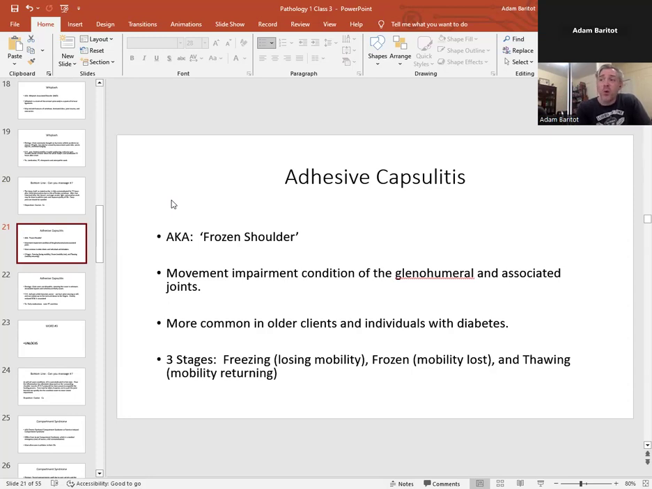It's much more common in older clients and individuals with diabetes. People with inflammatory conditions are more prone to this issue. There are 3 stages: freezing, where you are losing mobility; frozen, where the mobility is gone; and thawing as the mobility returns. You may see that on an exam.